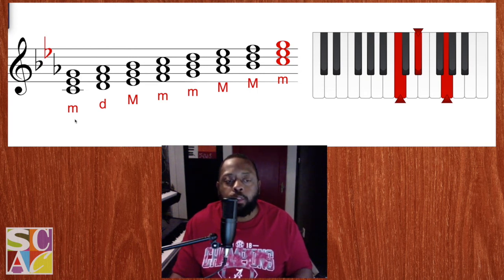Now here is the formula for a minor diatonic scale. Minor, diminished, major, minor, minor, major, major, minor. And that's how you get the minor diatonic scale.